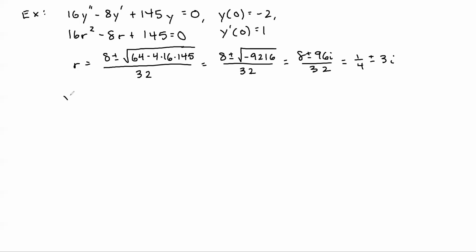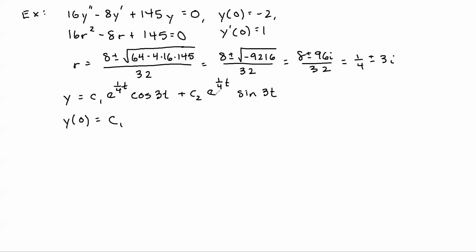Take that, plug it into our formula. So we're going to get C1 e to the 1/4 t cosine 3t plus C2 e to the 1/4 t sine 3t. Okay. And then what is left? Well, we need to go through and use our initial conditions to find C1 and C2. And to do that, plug in 0. If you plug in 0, you're going to get C1 times 1 times 1. So we're going to get C1. And then plus C2 times 1 times 0. So the C2 just drops out. And so we get -2 equals C1.